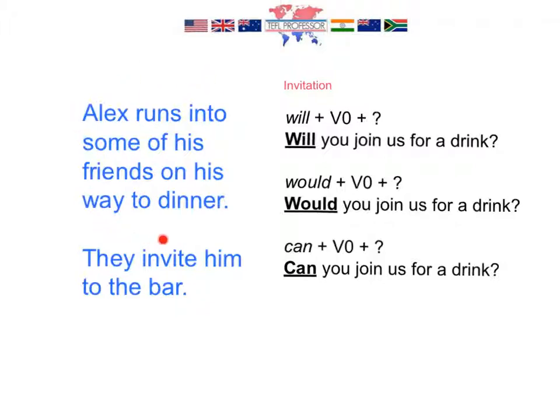Alex runs into some of his friends on his way to dinner. They invite him to the bar. So when you're inviting someone, you're asking them to come do something with you or to meet you at a particular place. These are all invitations, of course, are always questions. So you're going to see all three of them.